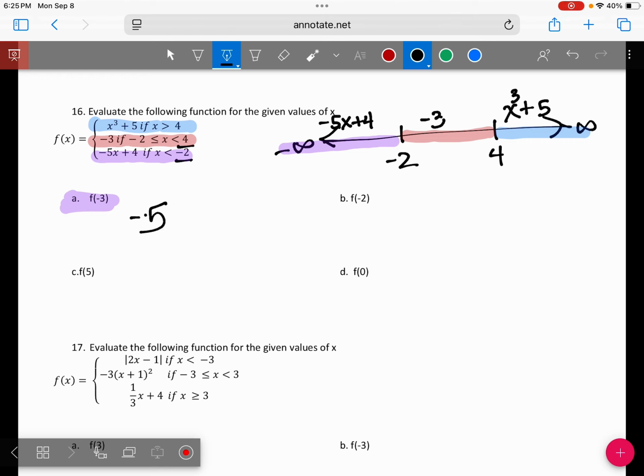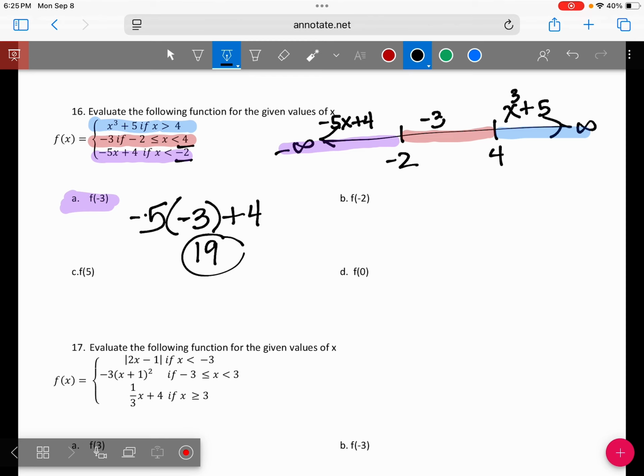So I have negative 5 times negative 3 plus 4. And when I type that in my calculator, I get, I definitely need to fix that. Okay. I get 19. That would be my answer.